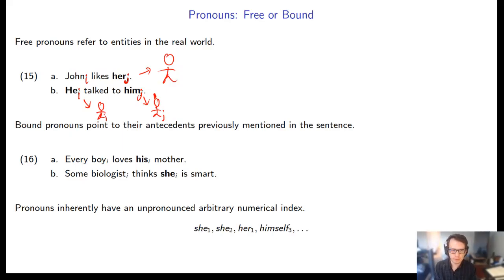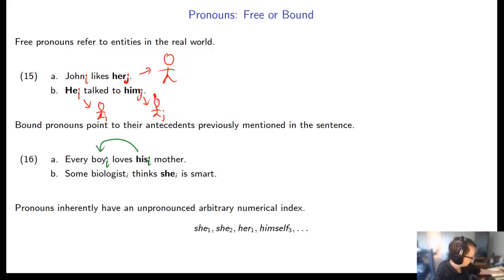Bound pronouns are a little bit different. Bound pronouns are bound by something earlier in the sentence. So we see some quantifier words here. Something like every boy loves his mother. And these are indexed. It is possible to have a sentence, every boy loves his mother, where his is some particular person out there, like every boy loves, say, James's mother. But we index these with the same letter. So every boy_i loves his_i mother.